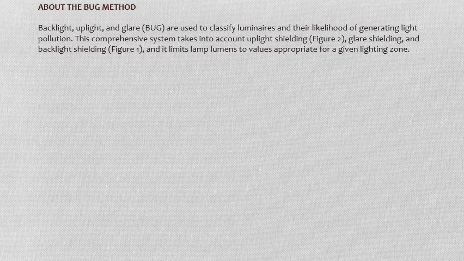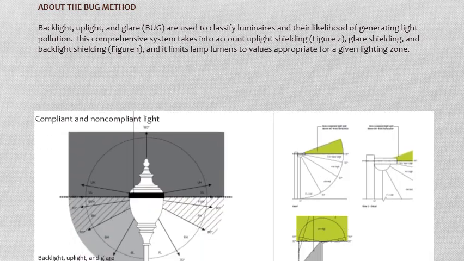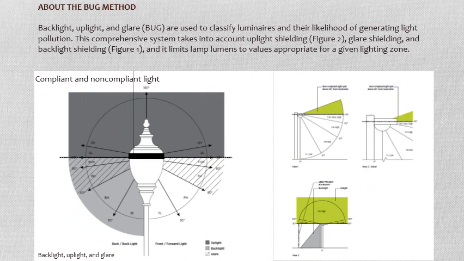To classify luminaires and their light pollution, they are divided into three categories: backlight, uplight, glare. Glare is also called BUG. These are the names that we have heard before. This is a comprehensive system which takes uplight shielding plus glare shielding plus backlight shielding into account. In figure 2, we see uplight shielding, and in figure 1, we are seeing backlight shielding. This limits lamps to values which are apt for a particular lighting zone. Here in the figure, the green area marked is the non-compliant light and the gray is the backlight.